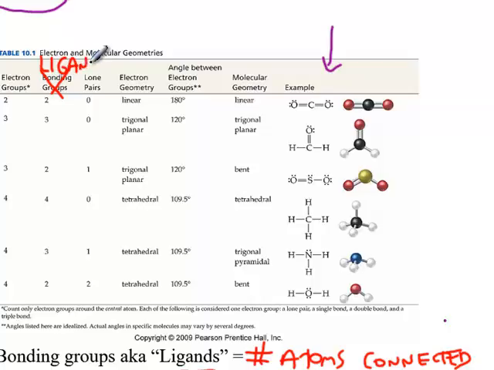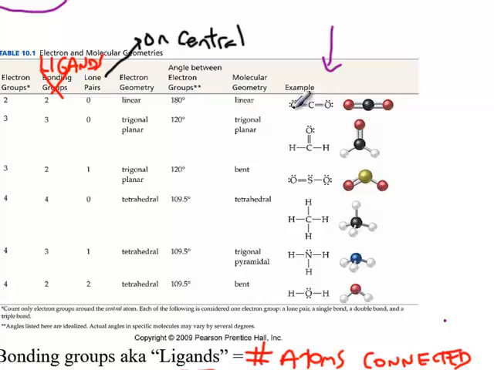How many atoms are connected? This third column, lone pairs, is only on the central atom. So if you can draw the Lewis structure correctly, you can use this table. You don't need to memorize it, and you will be able to figure out both the electron geometry and the molecular geometry. So for example, here is the Lewis structure of carbon dioxide.